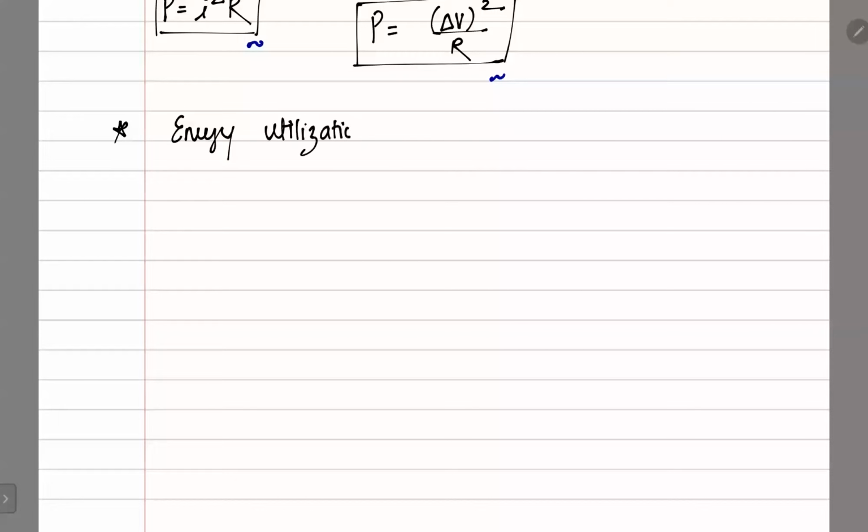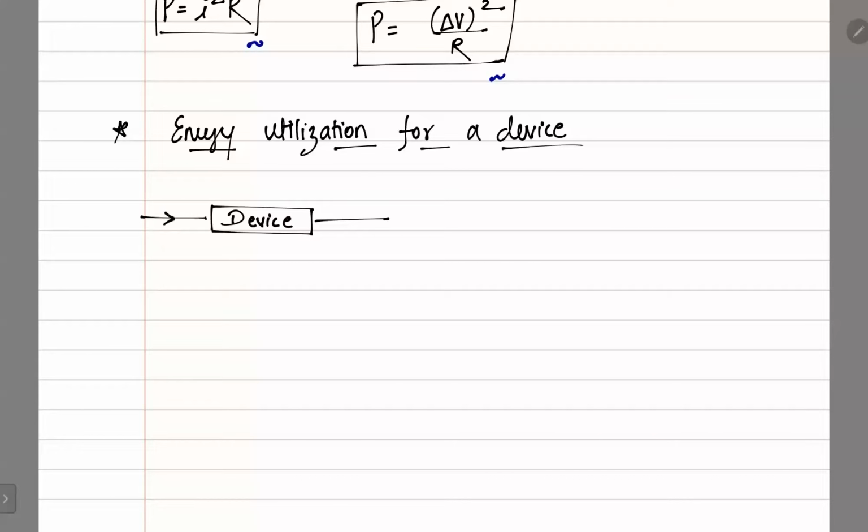utilization for a device. How much energy does a device utilize? We already know the power. Now this is the device that I've got. The current entering in the device is I. The potential difference is delta V. The resistance of device is R.